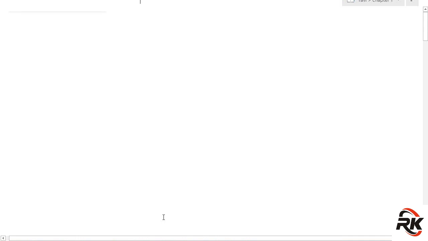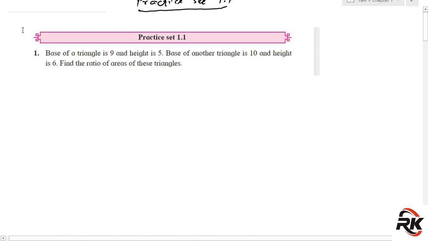आता या चारही प्रॉपर्टीजवर आपल्याला प्रॅक्टिस सेट 1.1 सॉल्व करायचं आहे. बघा इकडे लक्ष द्या. प्रॅक्टिस सेट 1.1. Base of a triangle is 9 and its height is 5, and base of another triangle is 10 and its height is 6. Find the ratio of the areas of these two triangles.